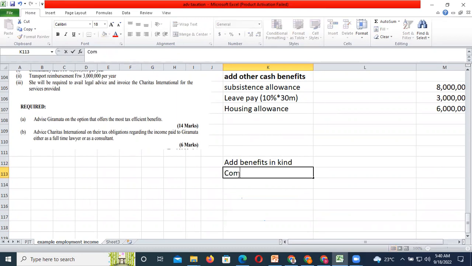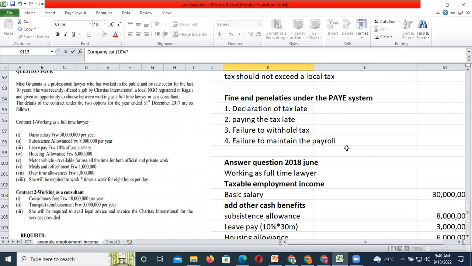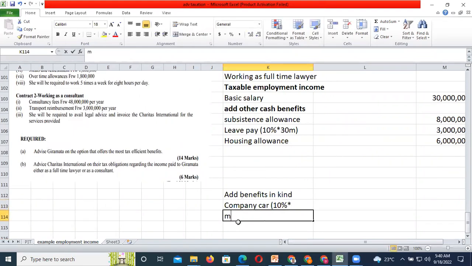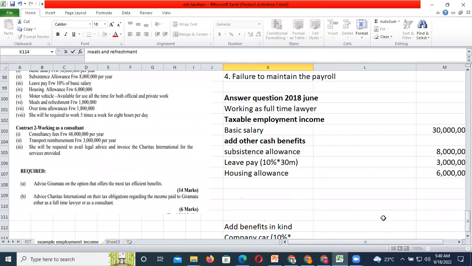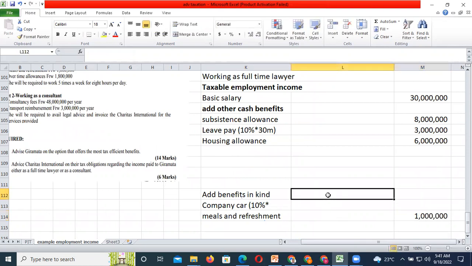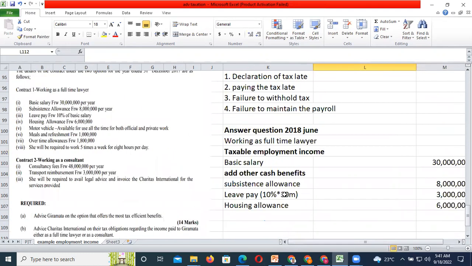I have a company car, which will be 10% times, I need to first get this data. Meals and refreshment: I don't know whether he is receiving this money or the company is paying it. That is not very clear. If he receives it in cash, it is a cash benefit. But if the company pays for meals and refreshment, then it becomes a benefit in kind. So it is a bit challenging here. It is very easy to fail this part.